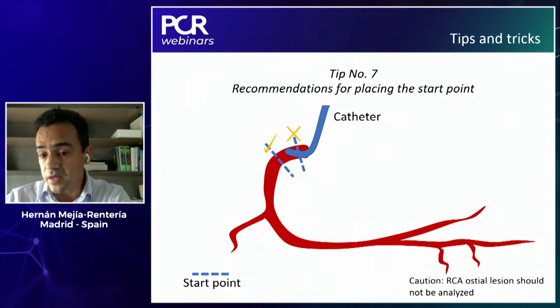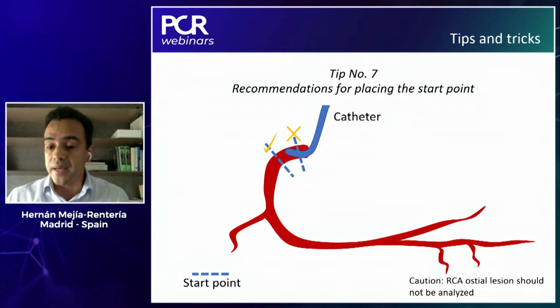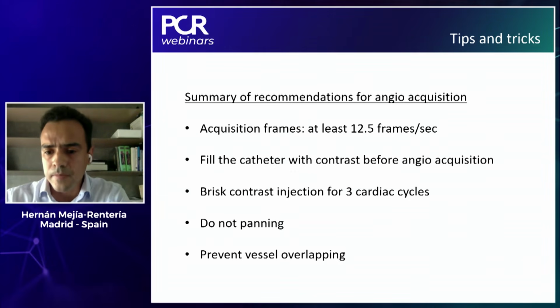And finally, if your target vessel is the right coronary artery, be sure that the start point is not placed proximal to the catheter, because otherwise the frame counting analysis for the contrast QFR could be unreliable. And remember, as with the left main, the ostial right coronary artery stenosis should not be evaluated with QFR for the same reason: the proximal reference diameter for aorto-ostial stenosis would not be easily determined.